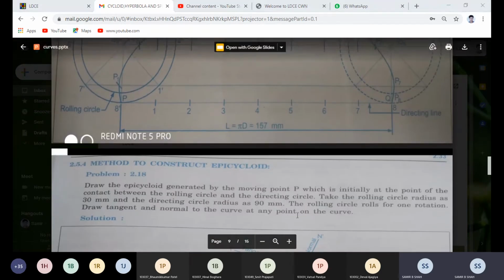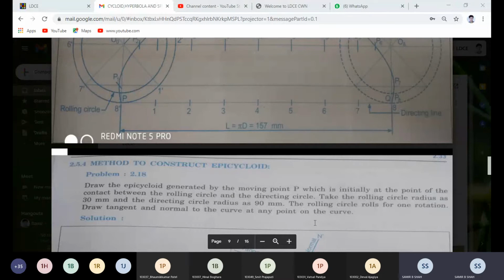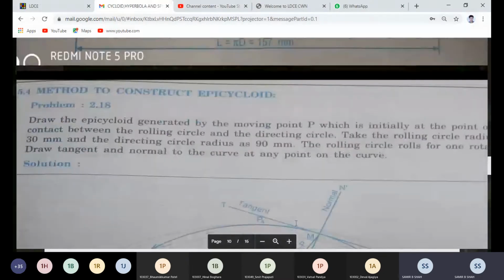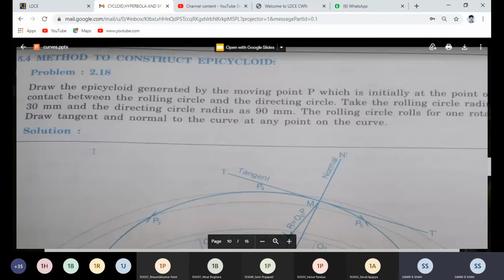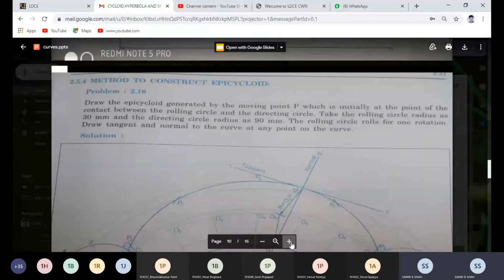Okay, next one, very important, that is the method to construct epicycloid. As discussed earlier, there is one directing circle. Above that, if the rolling circle is rolled, then it is called an epicycloid. Okay, now please read the data so it may be very clear in your mind what we have to do.